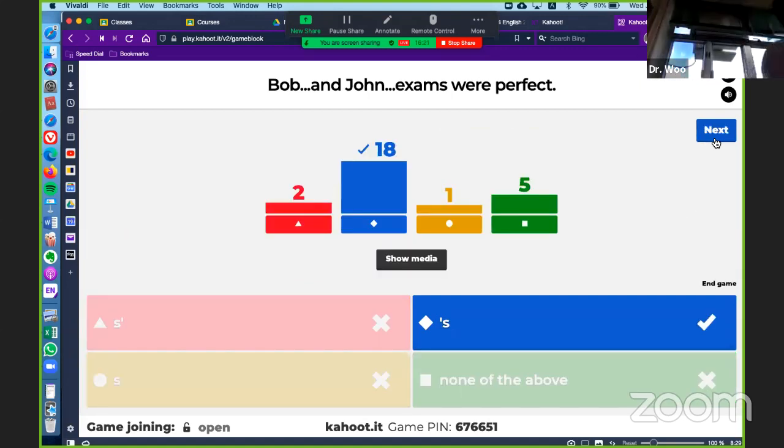Good. Oh, this was higher level too. Okay. So what happens when more than one own different things? You add apostrophe and apostrophe. So Bob owns an exam, John owns an exam. It's not they own one exam, they have different exams. Then you go apostrophe S, apostrophe S. Bob's and John's exams were perfect.